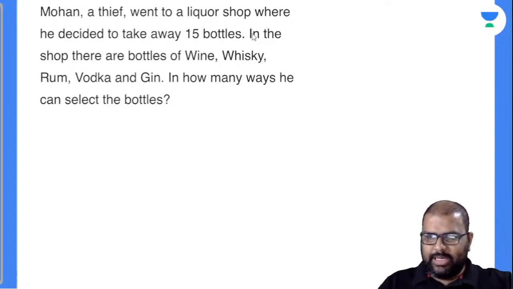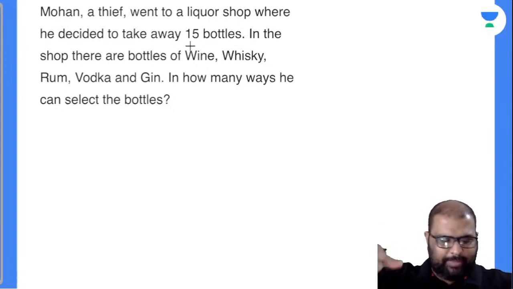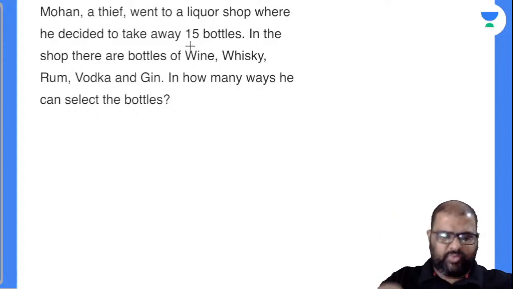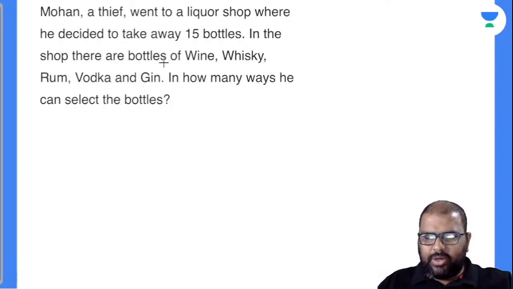Four seconds more. Any answer for this? Nobody. Mohan, a thief, went to a liquor shop where he decided to take away 15 bottles. Let us suppose he took a bag. In this bag, there are 15 liquor bottles of different combinations: 4 gin, 3 wine, 2 whiskey, 1 brandy, whatsoever. We don't know about that. In the shop, there are bottles of wine, whiskey, rum, vodka, and gin.